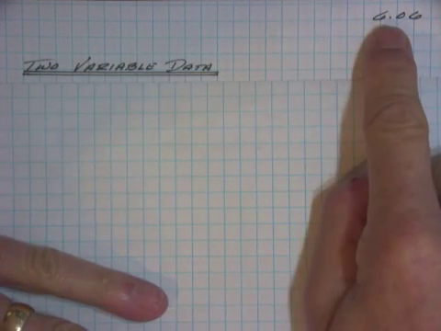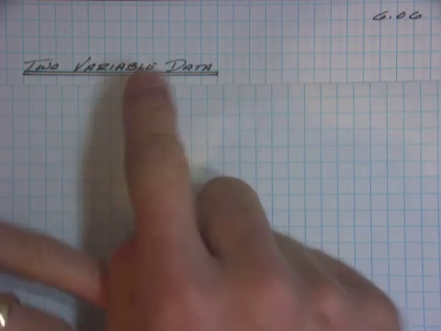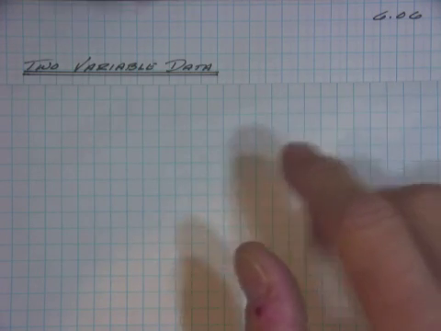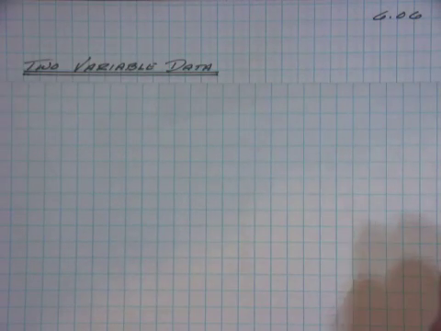So this is lesson 6.06 and we are looking at two variable data. Sounds really fancy, but do you remember scatter plots from last year? You know, where you have two data sets, you put one on the x-axis, you put one on the y-axis, and you draw dots and you connect them. So that's what we're doing today.